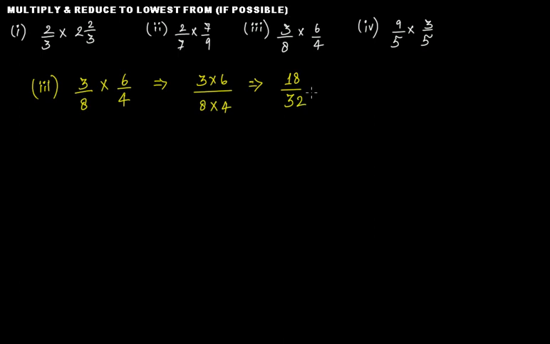Now, if we have to find out the lowest form of this fraction, again you have to find out the highest common factor. And the highest common factor in this case, that is 18 and 32, will be 2. So if we divide 18 by 2, then what quotient you will get? You will get 9 divided by. If you divide 32 by 2, what quotient you will get? You will get 16. So 9 by 16 is the answer for this one.